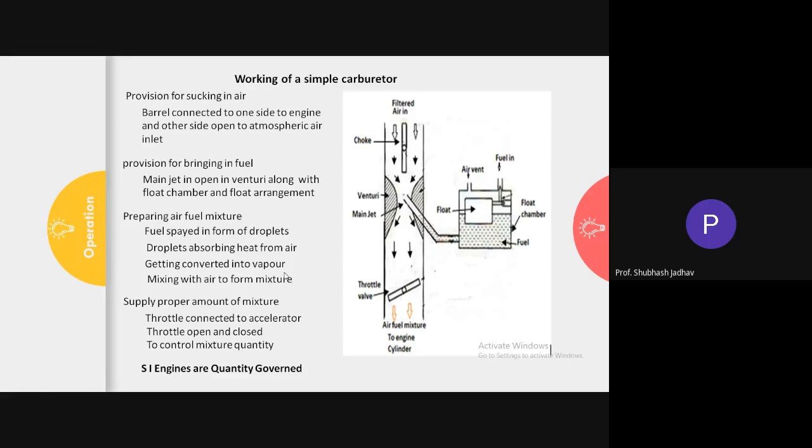Hope that everybody has understood all the four questions over here. How the air is being sucked, how the fuel is being sucked, how the mixture is being prepared, and how we are able to supply the air fuel mixture.